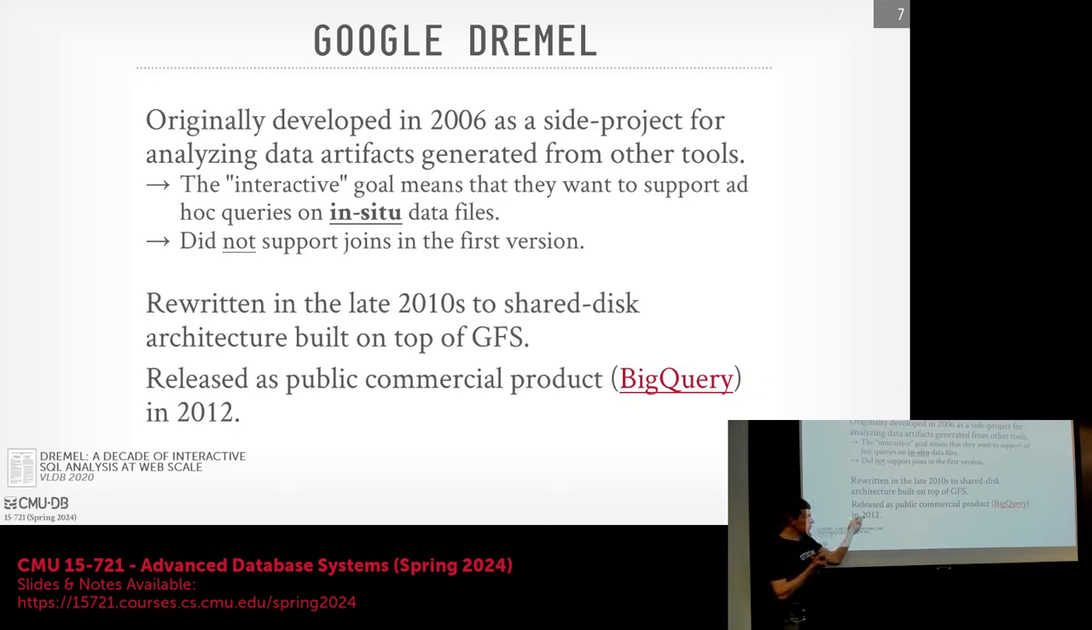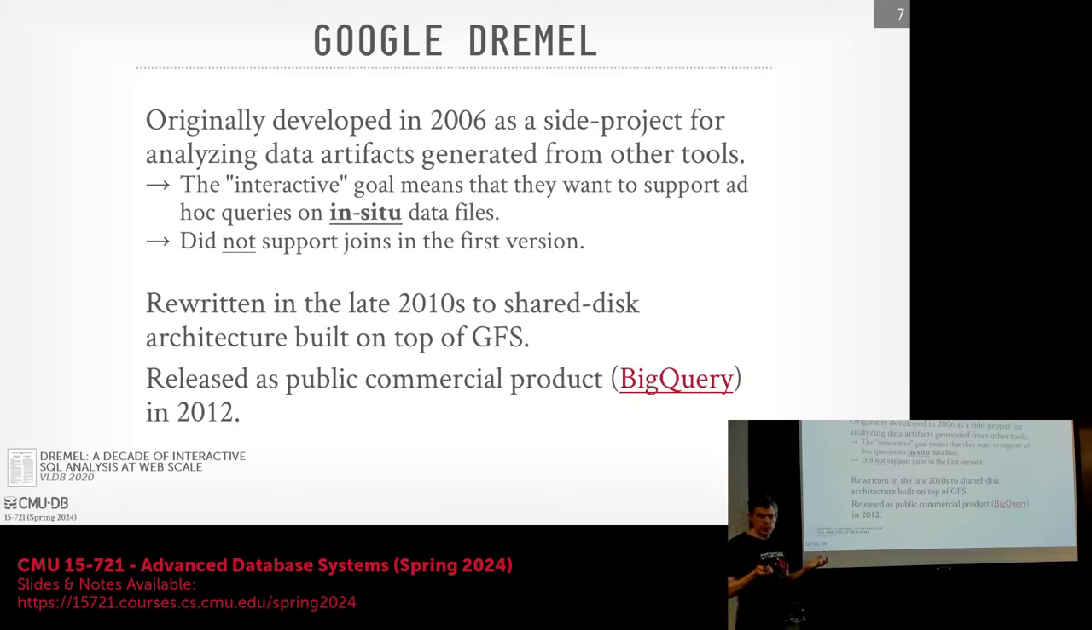The first paper came out in, I think, 2010, and then it got commercialized as BigQuery in 2012. The reason why I had you read the follow-up paper rather than the original is that the original paper doesn't talk about the shuffle service, whereas this one does. And that's actually a key thing that separates BigQuery from other systems. It allows them to do some interesting optimizations that other systems can't easily do.